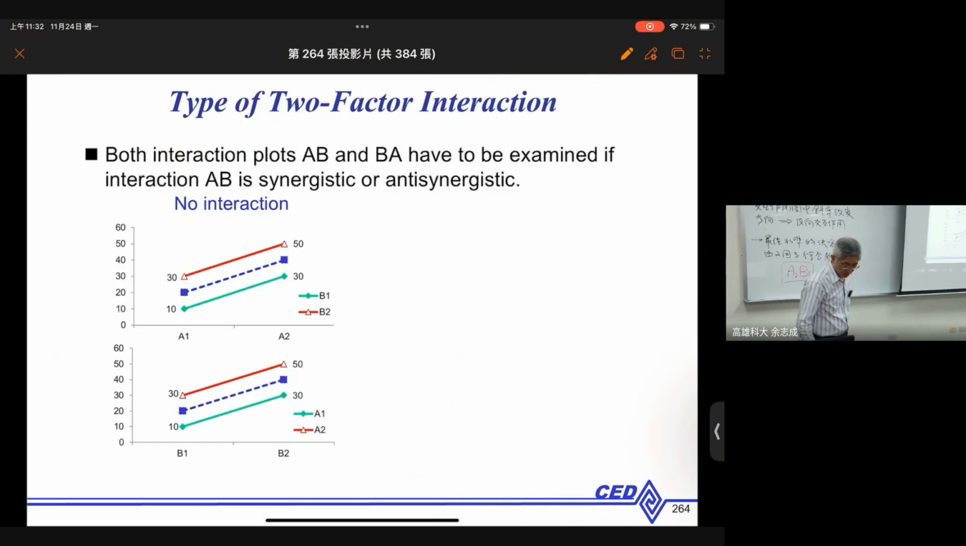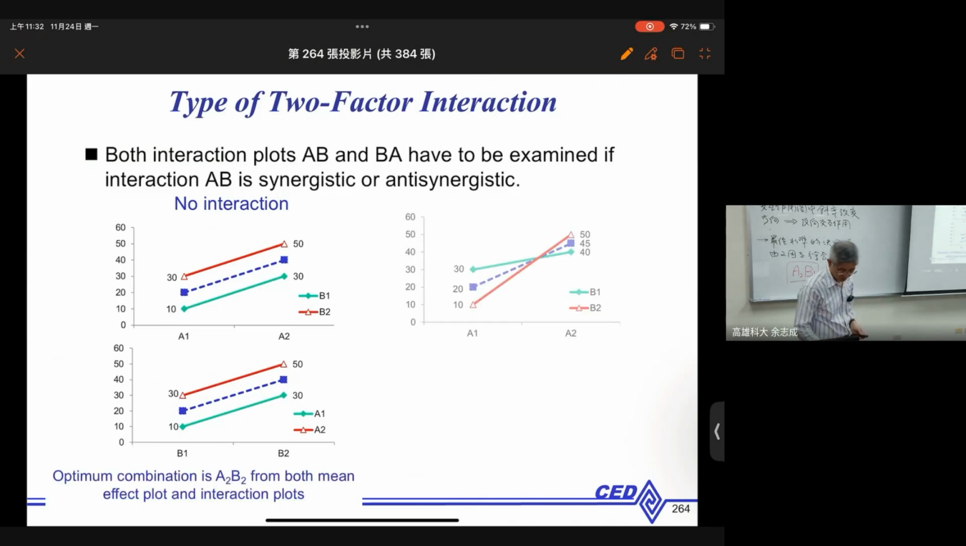Okay, so here is a kind of summary. If there is no interaction, the interaction plot will be parallel. And this is the effect plot. I use a dotted line to represent the effect plot. You can see these three lines will give you the same story. The differences are the same. The conclusion will be the same too.